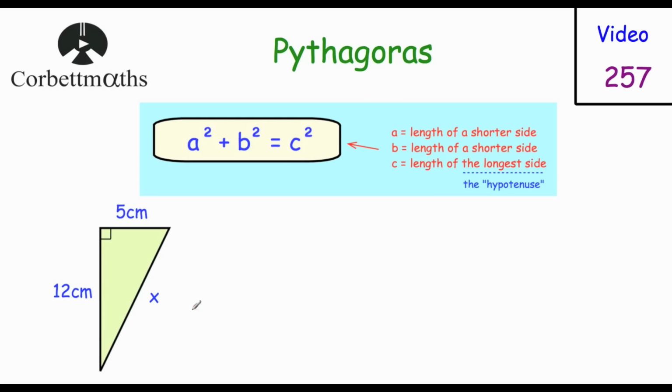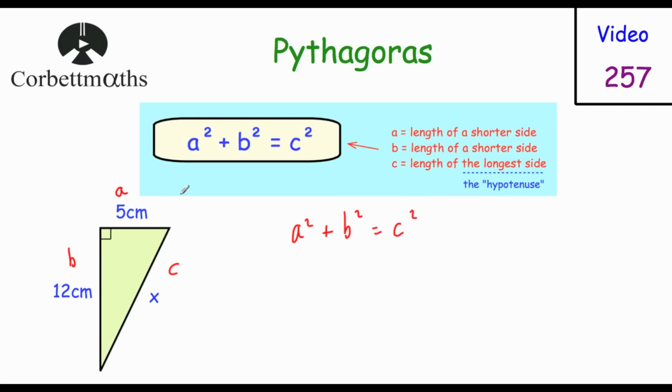So here's a right angle triangle, and we've been asked to find x, the length of the hypotenuse, the longest side. So I label the sides first of all, so I label the shorter side a, the next shortest b, and the longest side c. Now in terms of a and b, it doesn't actually matter which way around you label those, as long as a and b are the two shorter sides. And we're going to substitute those values into Pythagoras' theorem. So Pythagoras' theorem is a squared plus b squared equals c squared.